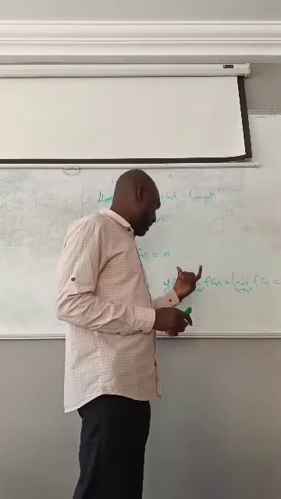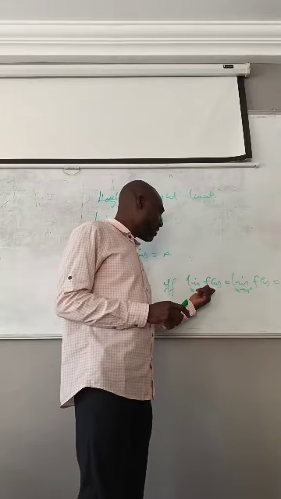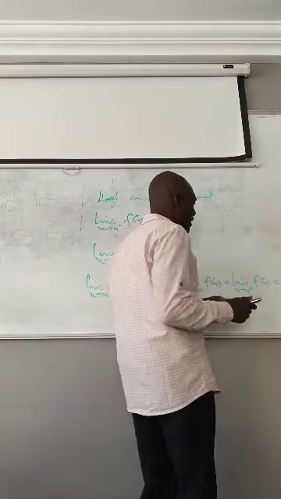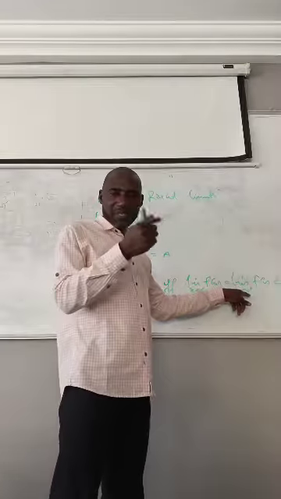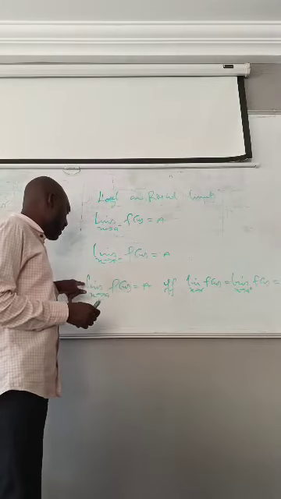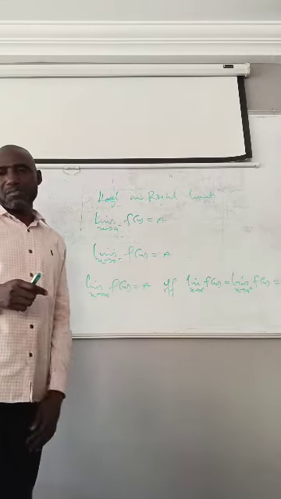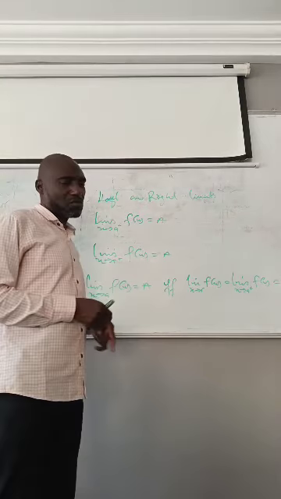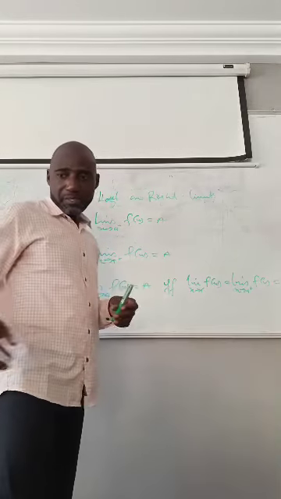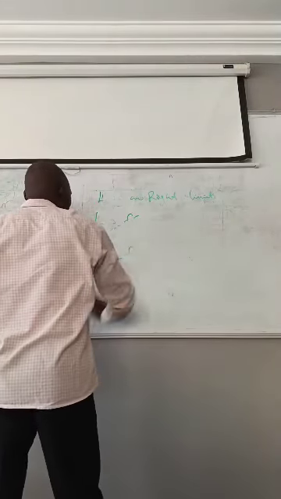If the limit of f of x as x tends to a from the negative is not equal to the limit as x tends to a from the right of that function, if the two limits are not the same, then you cannot conclude that the limit as x tends to a of f of x equals a. They have to be all equal to a before you conclude. Yes, and I think we will see an example of that also.